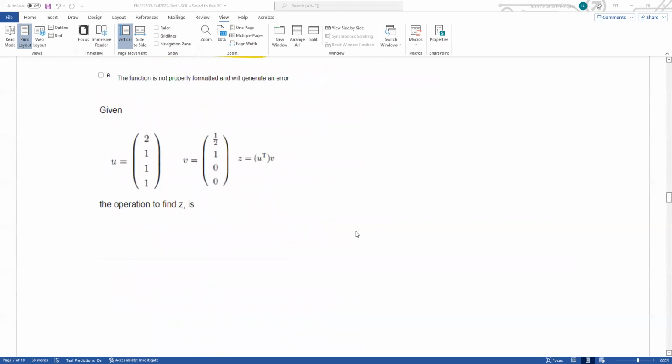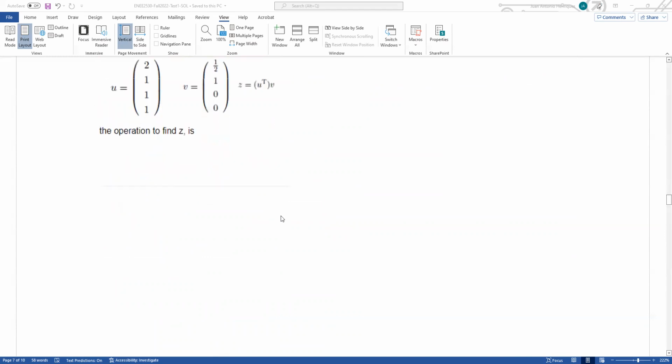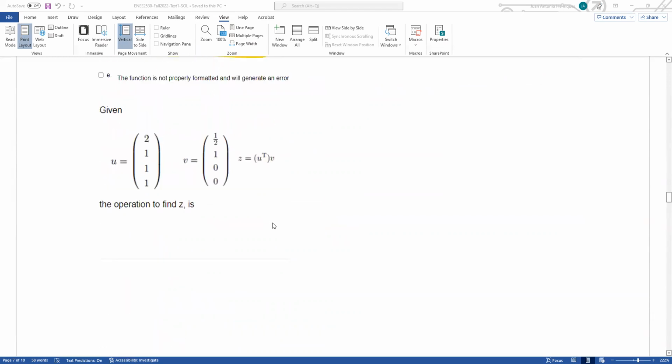The next two, okay, first you're given this vector u and this vector v, and you want to perform this operation, which is the transpose of u times v. Now this was left to interpretation. I can understand that, and I think some of you may have interpreted it as a dot or point-by-point multiplication, and some didn't, and it wasn't really clear, and I understand that.